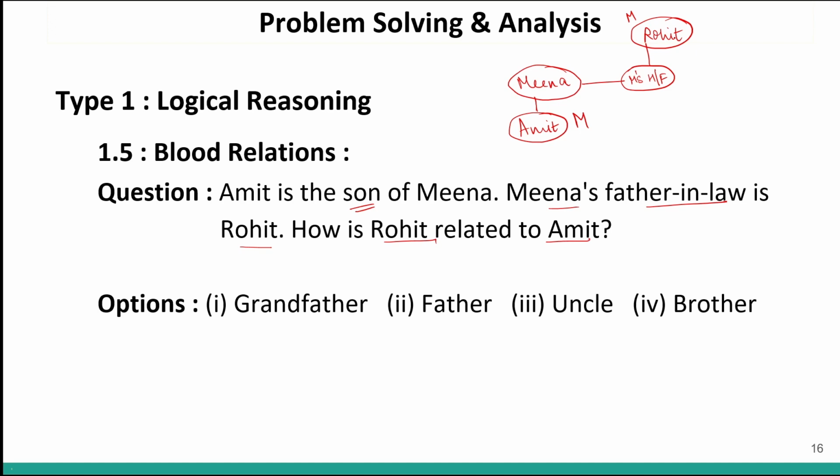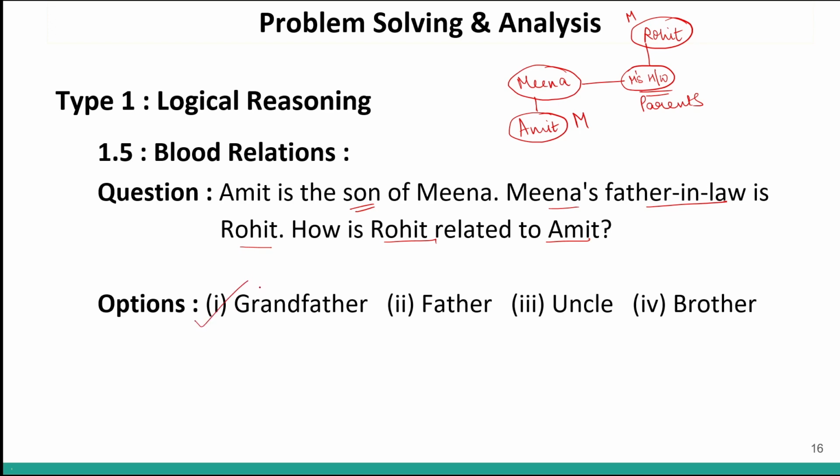So if you look at this chart, it could be either husband or wife, we don't know. In whatever case, the father of your parents, this is Amit's parent, right? It could be male or female, mother or father. Amit's parent's parent will be your grandfather. So Rohit will be Amit's grandfather.